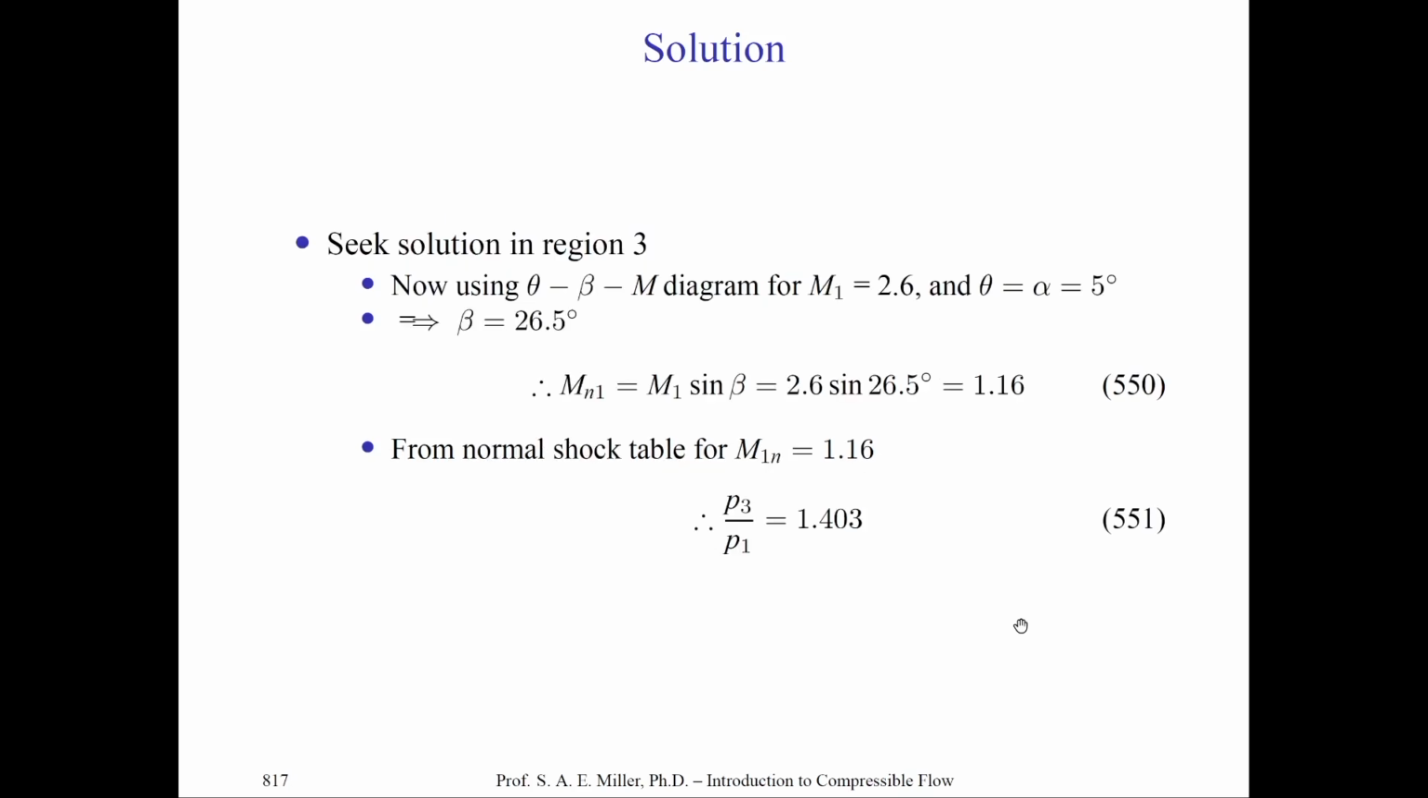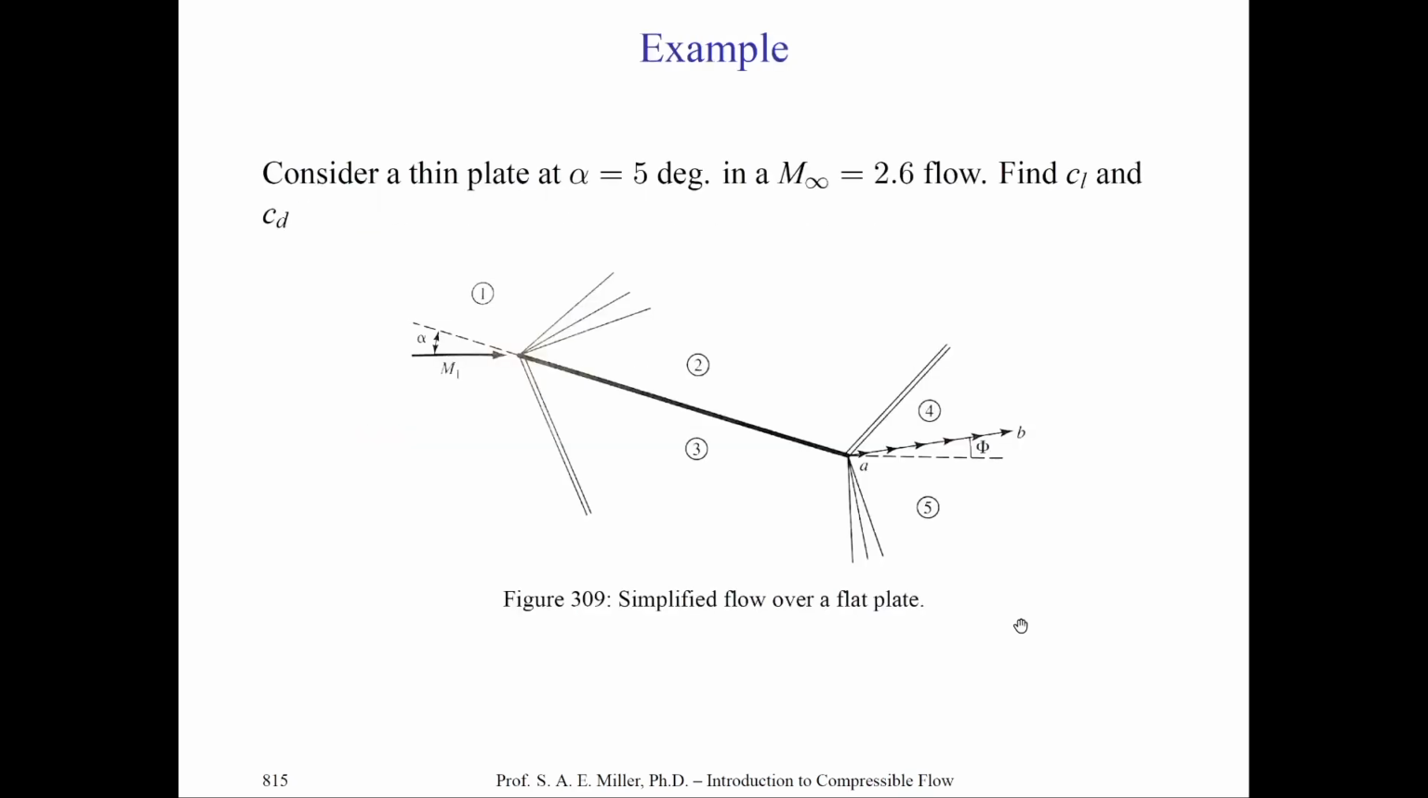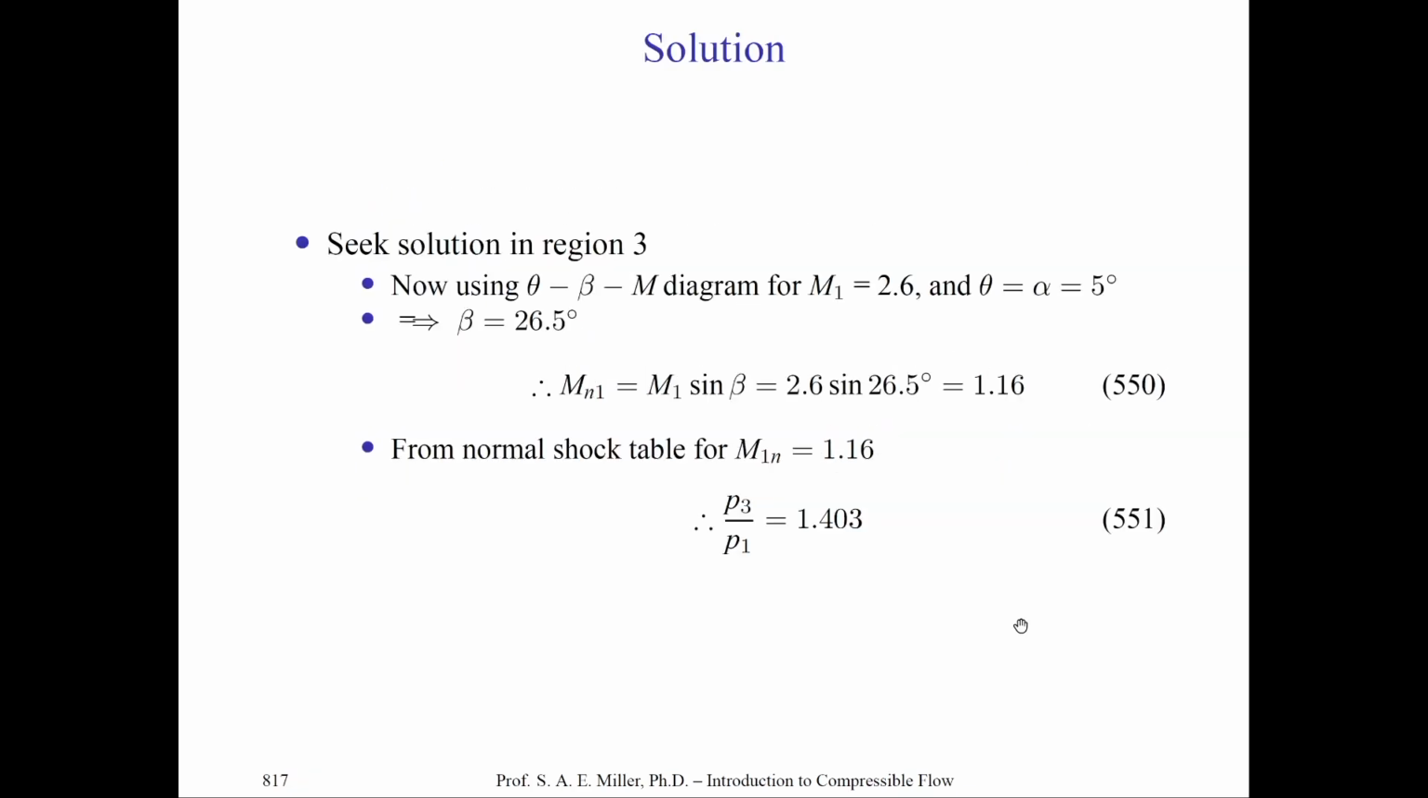We now need to find the solution in region 3, which of course is the pressure side of the vehicle, through the oblique shock from 1 to 3. Let's try that now. You'll see from our theta-beta-Mach number diagram, for an incoming Mach number 2.6, that's the family of solutions. For a turning angle of 5 degrees, you'll find a wave angle of 26.5 degrees.